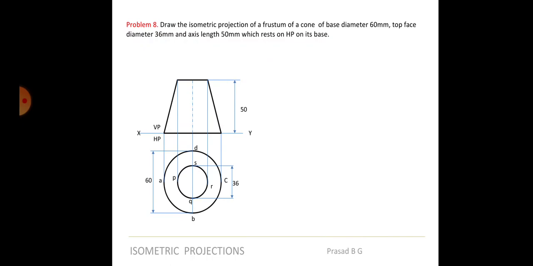Now what we have to do is draw its isometric projections. It is similar to the cylinder initially, the base everything we will draw the same way, but drawing the top portion will be another task here. So now we will draw the isometric projection. So we will draw the 30 degree lines.